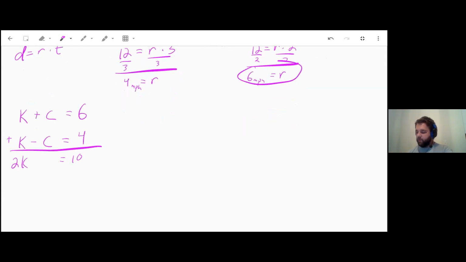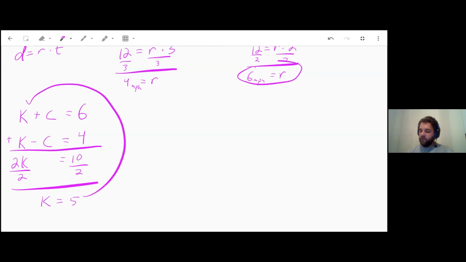Now we can divide both sides by 2, and we come out with the speed of the kayak is 5 miles per hour. Now we can plug that back in up here. So 5 plus some number gets us to 6. That means the speed of the current has to be 1 mile per hour. So the speed of the kayak in still water is 5 miles per hour, and the speed of the current is 1 mile per hour.